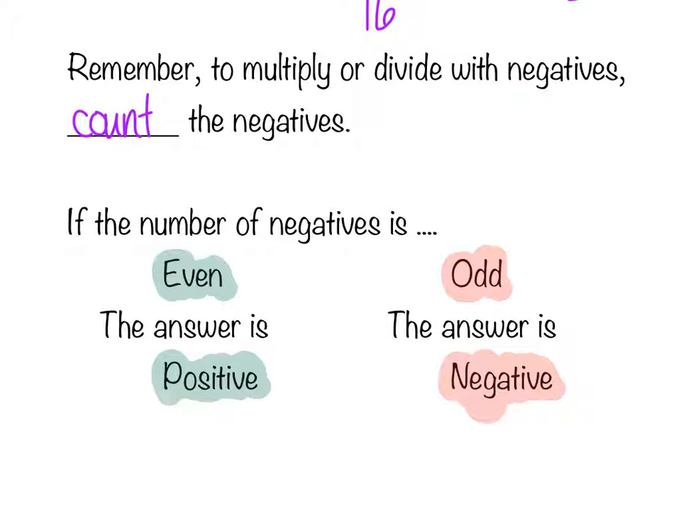When you count the negatives, if you see that you have no negatives, or 2 of them, or 4 of them, or any even number, your answer is going to be positive. And if you're counting the negatives and you see 1 of them, or like the last problem where we had 3 of them, or 5 of them, or any odd number, your answer is going to be negative because they won't all be able to pair up.